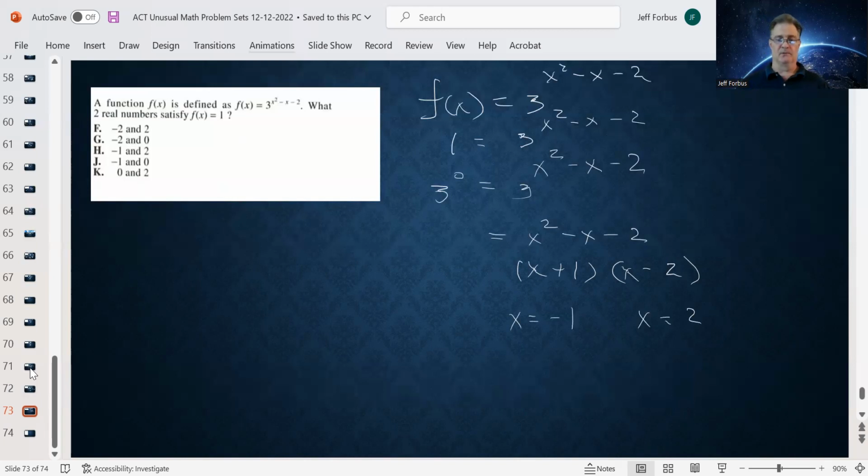So therefore, we found the two real numbers that satisfy f of x being equal to 1. And that's going to be answer choice negative 1, 2, which is H.